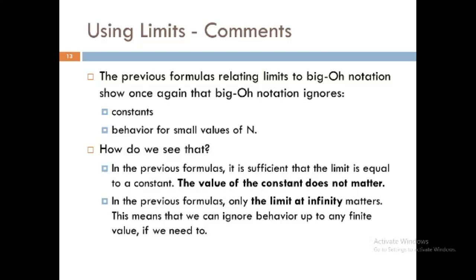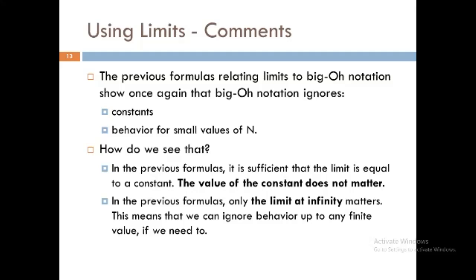At present, an asymptotic method is used to obtain asymptotic expansions of polynomials in the ASCII table when one parameter is large. So we derive an asymptotic expansion of some polynomial of the ASCII table when a degree is to be found in the value of the systems. The values of the constants do not matter, but in the previous formula, only the limit at infinity matters. This means that we can ignore the behavior up to any finite value if we need to.